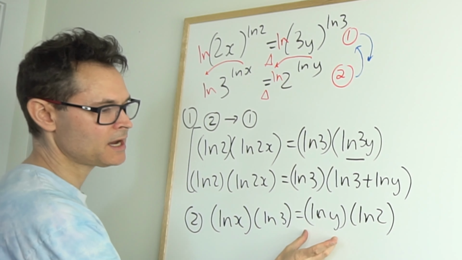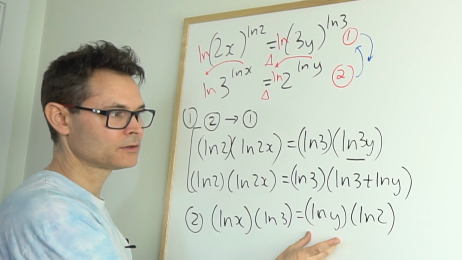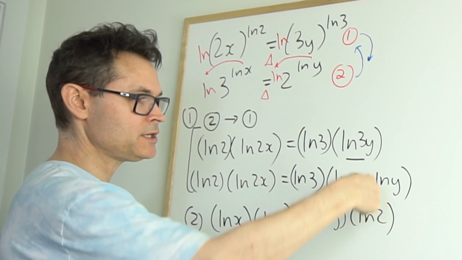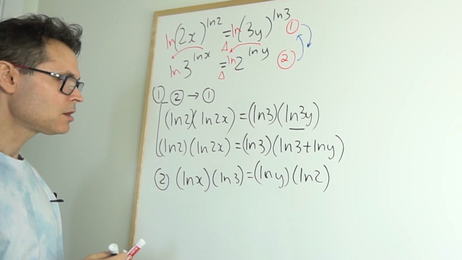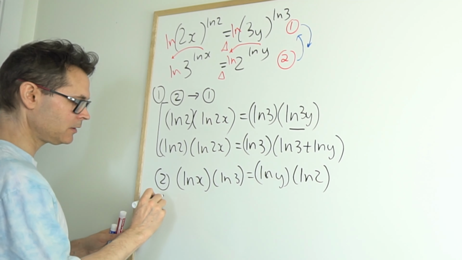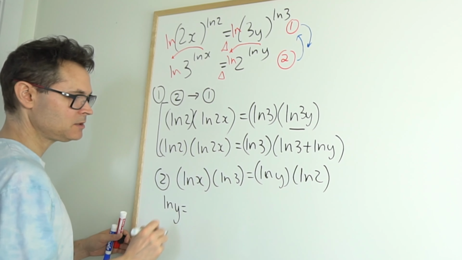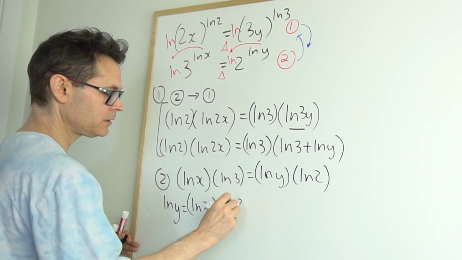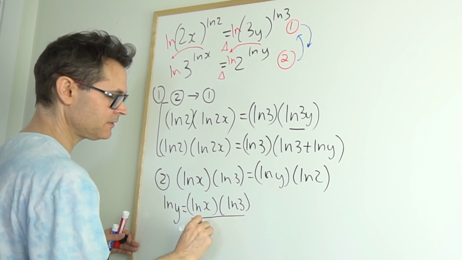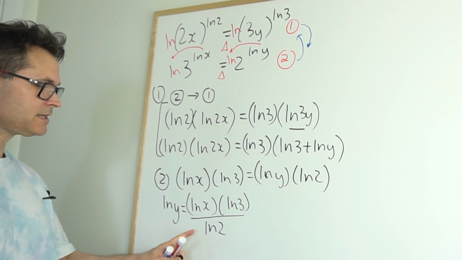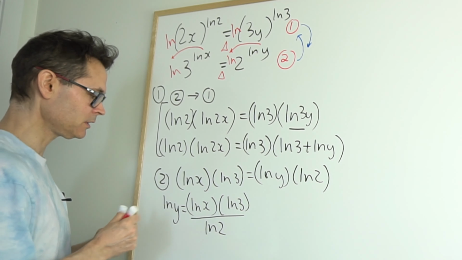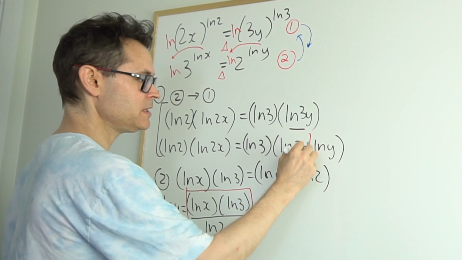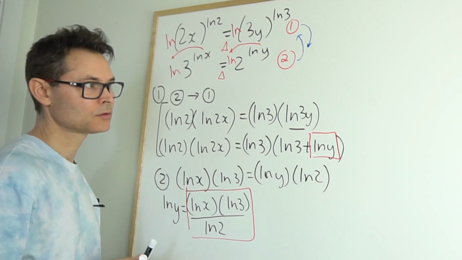And then essentially, I'm just going to isolate ln y here, and I'm going to plug it into here. Do you see? So I'm essentially taking the second equation and plugging it into the first. Well, if I want to isolate ln y, it's going to be equal to the ln of x times the ln of 3 divided by the ln of 2. So I take this expression right here, which I'll put a little red box around, and plug it into this expression right here.